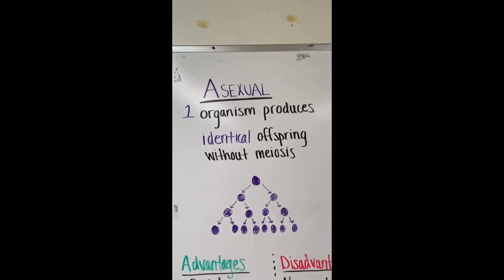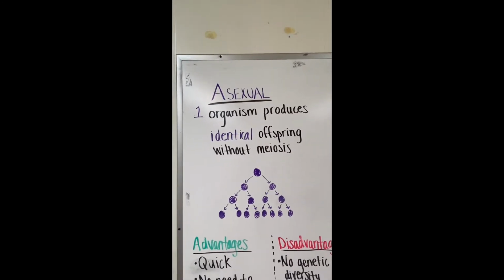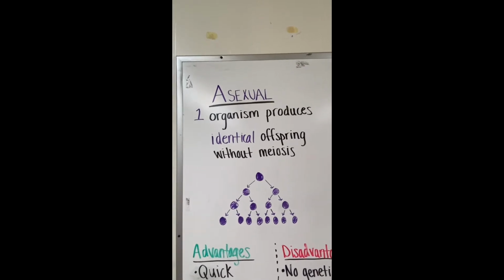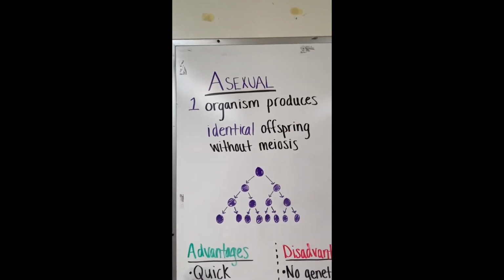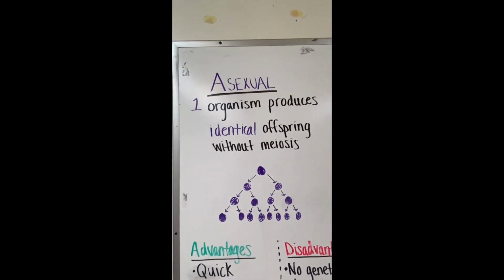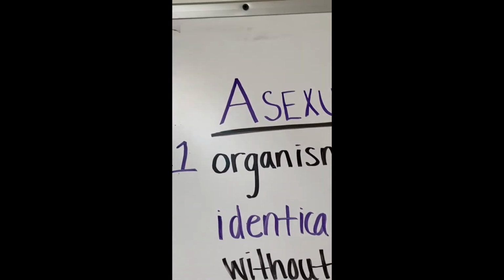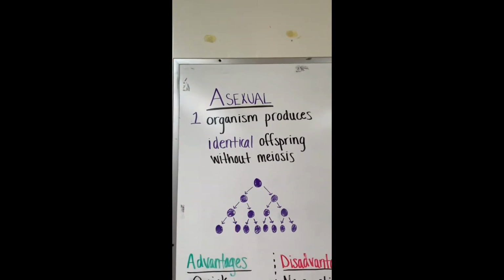All right, what did we talk about yesterday? So we compared asexual and sexual reproduction. Why is one better than the other or one worse than the other? So first, asexual reproduction. Remember, you see that A, it means without, so they are not having sex.